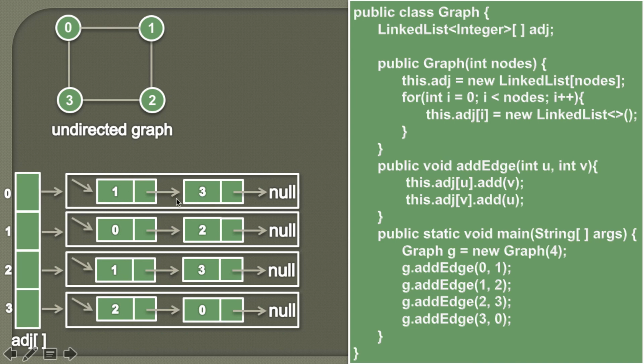This is a type of metadata which helps us know that from 0 there is an edge to 1 and from 0 there is an edge to 3. Similarly, if I take vertex 2, there is an edge to 1 and an edge to 3. So the linked list at index 2 has 1 and 3. So friends, this is how we represent a graph using an array of linked list.